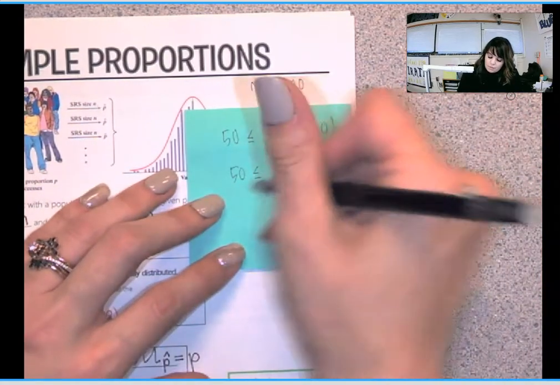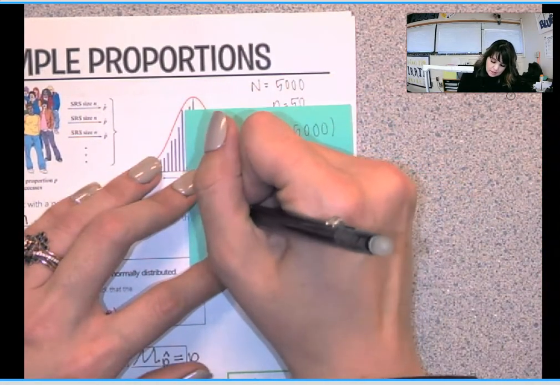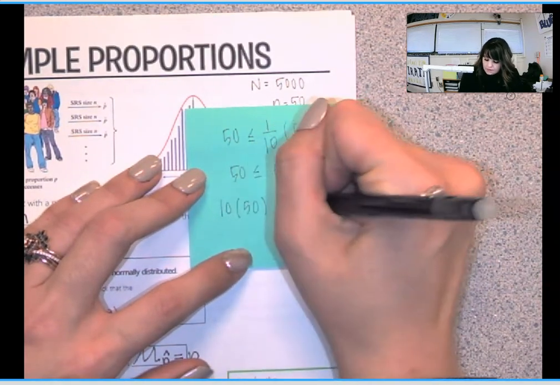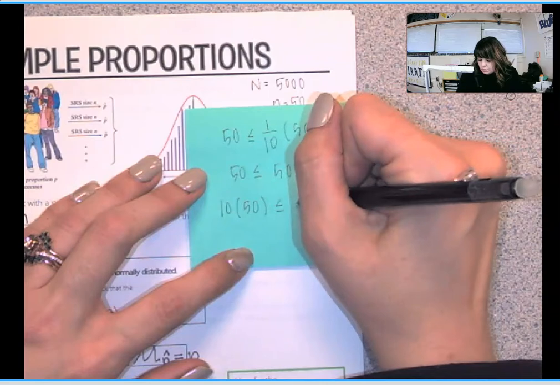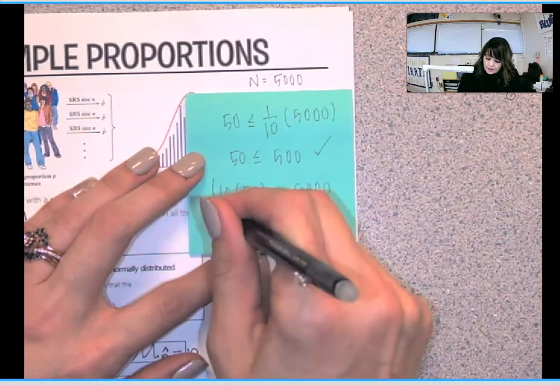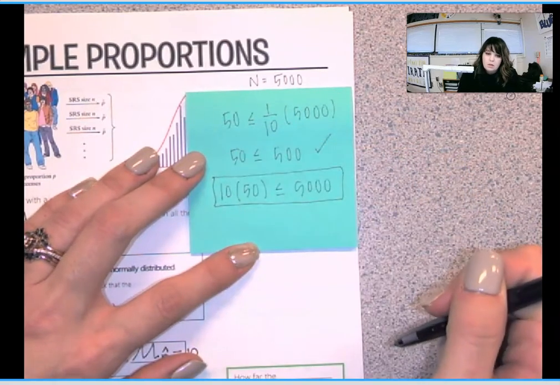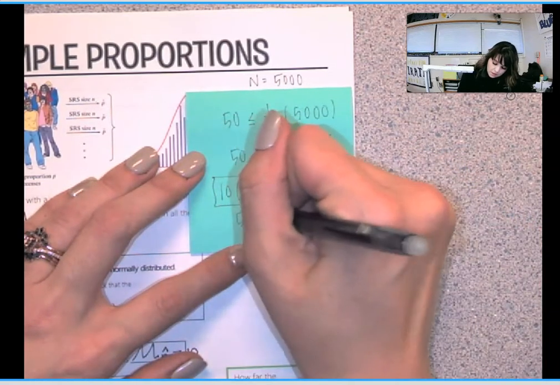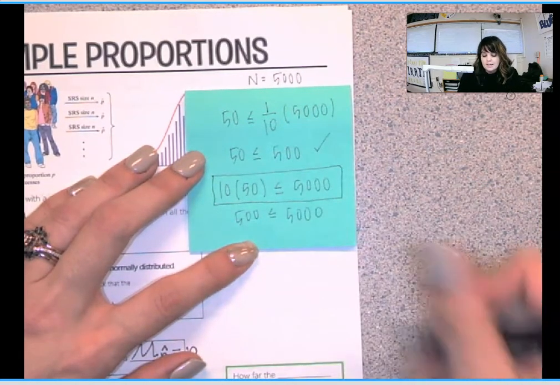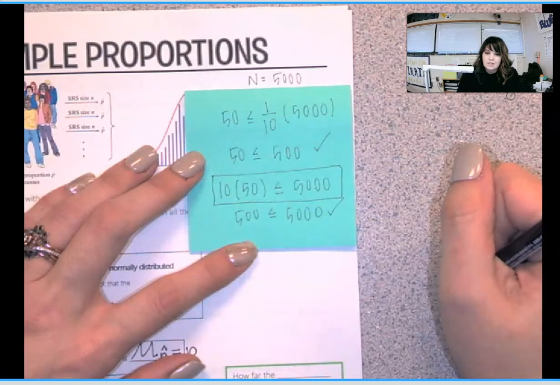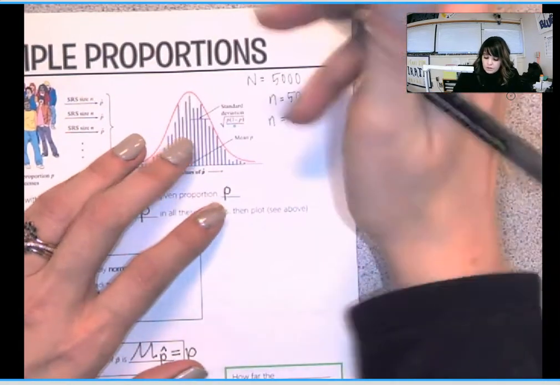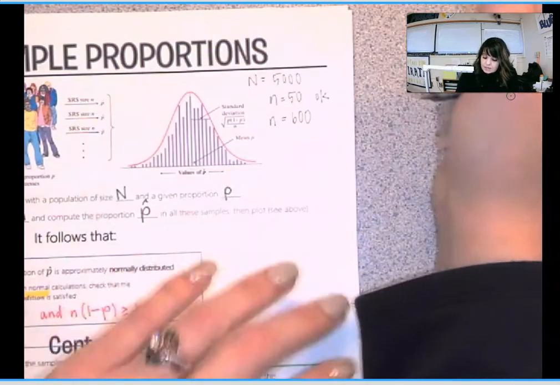Now you may want to think about it like this instead. Is 10 times 50 less than or equal to the size of my population? This is the one that I prefer because it makes more sense to me. So I would ask myself, is 500 less than or equal to my population size? And in either case, the answer is yes. And we'll see many examples of this. So here, this sample size is okay.